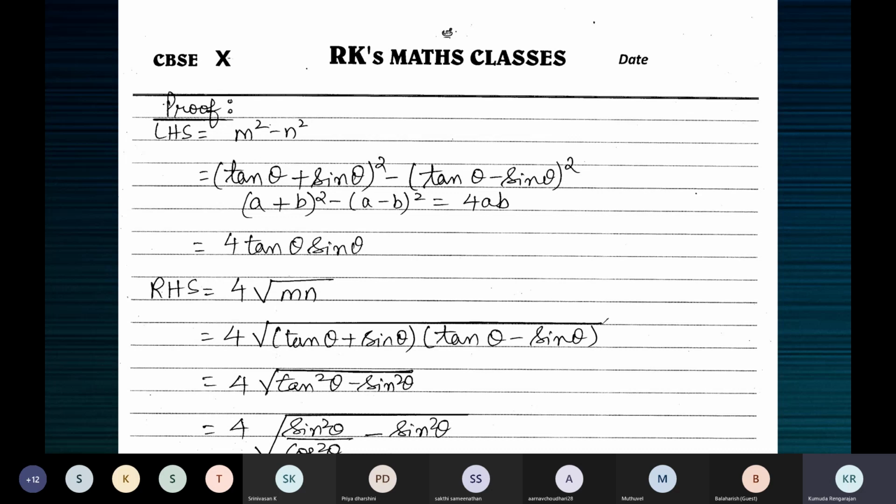They save your time. Otherwise, you'll have to write tan square theta plus sine square theta plus 2 tan theta sine theta, all that. So using this identity, you can directly give the answer, result. This is like a plus b the whole square minus a minus b the whole square, which is 4ab. Correct, children? 4 tan theta sine theta, is this right?